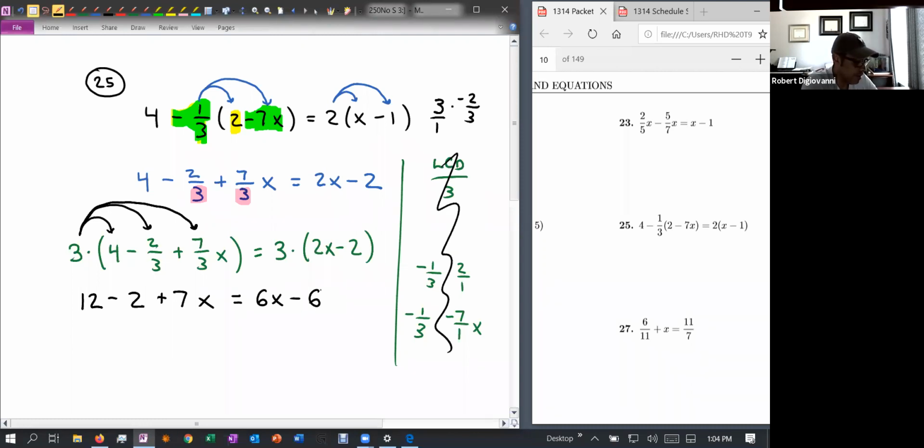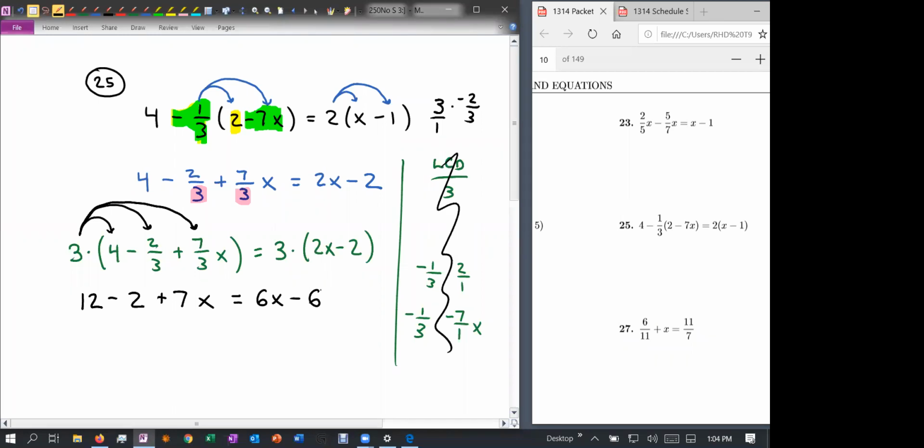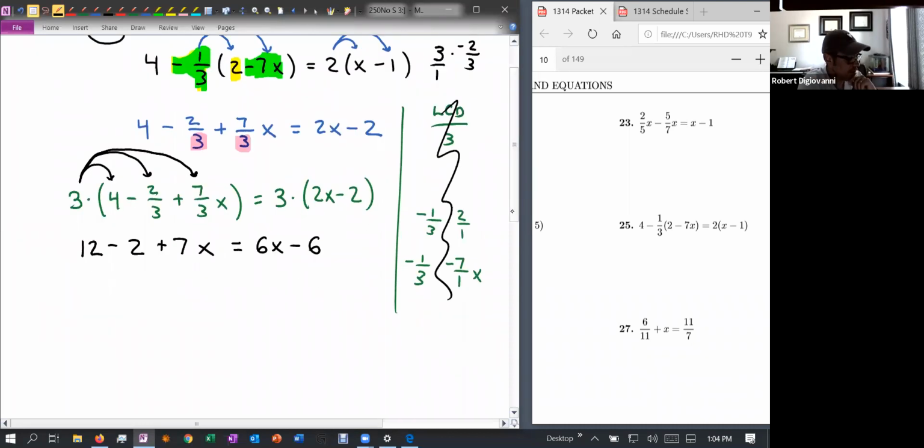So the next step would be to do what? We've simplified, haven't we? So now what? Combine like terms. So on the left side, we can actually do 12 take away 2. So we get 10, and then plus 7x. And then on the right-hand side, 6x minus 6. Can't do anything with that. So we combine like terms together. Now we try and get all the x's on one side.